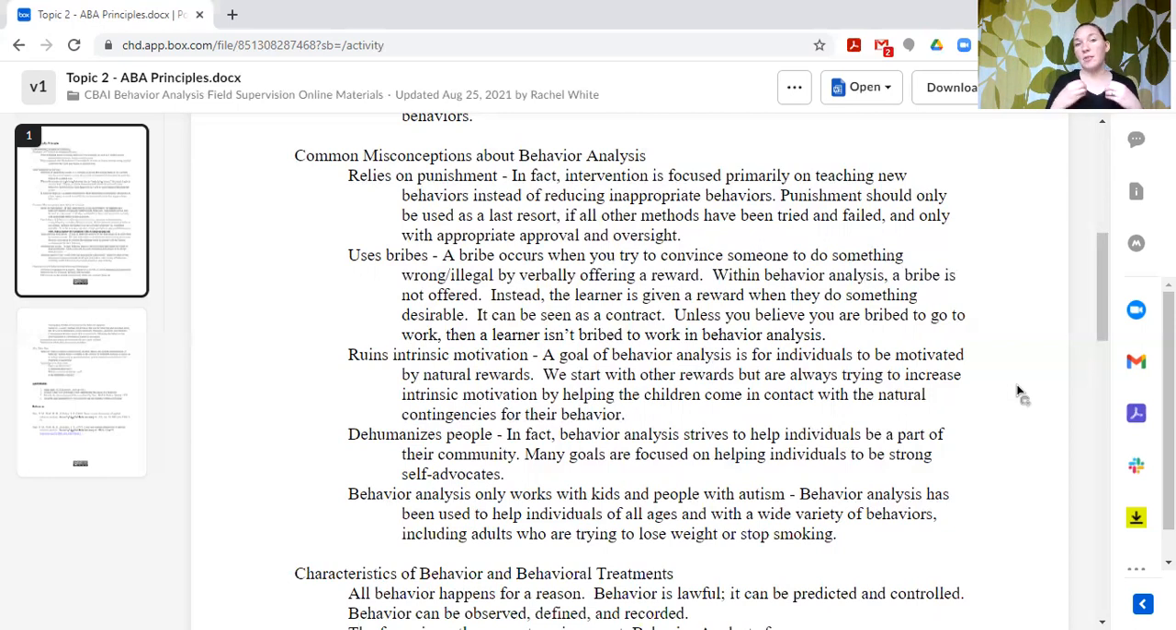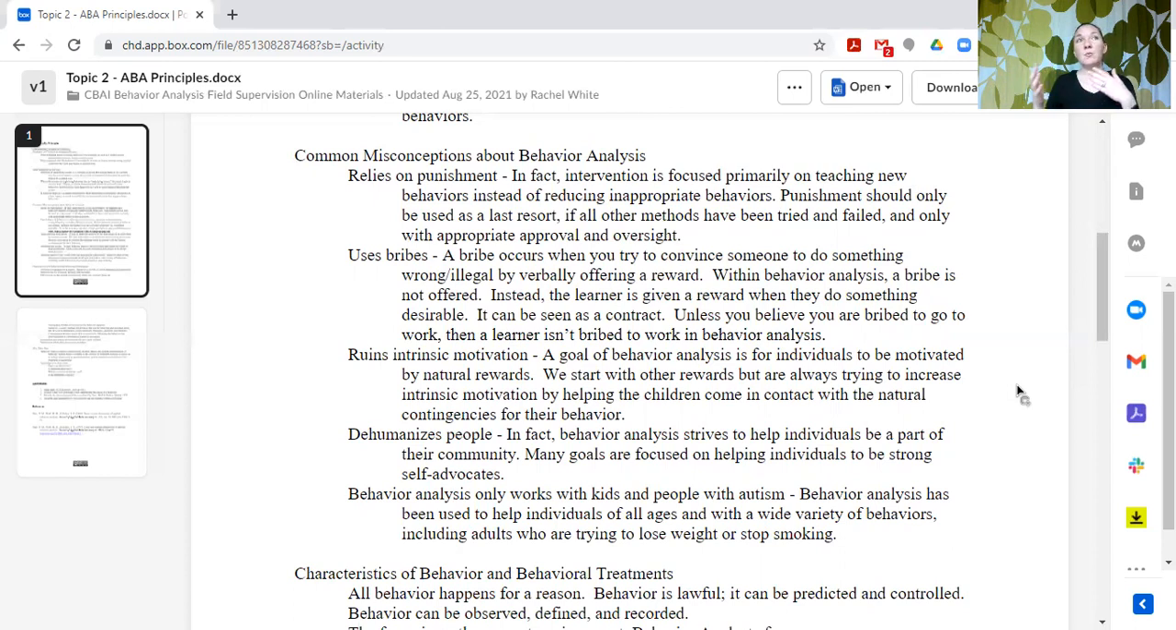If we are addressing the learner's needs, then the consequence will be that the learner's needs are met, and that is the reinforcer. That is what the learner wants. So we don't need to bribe somebody to do something when it is what they need.